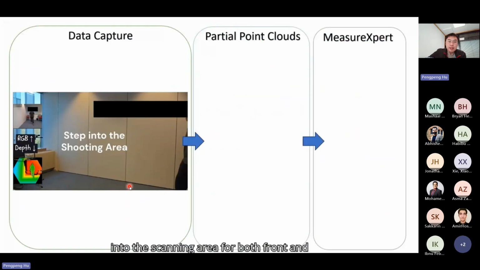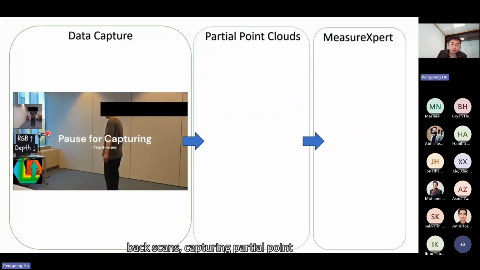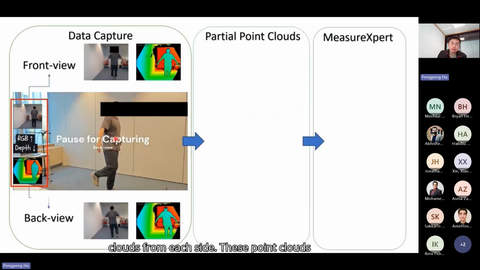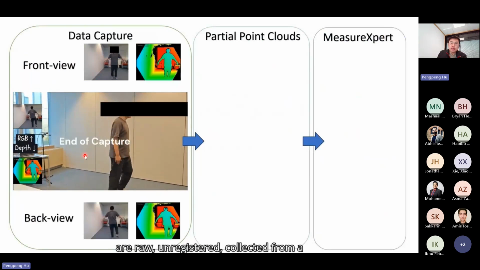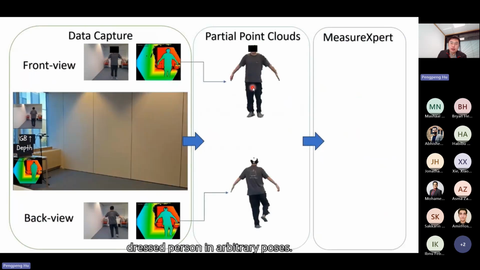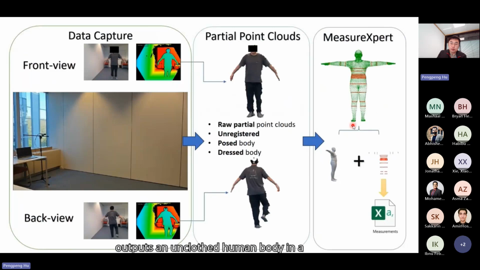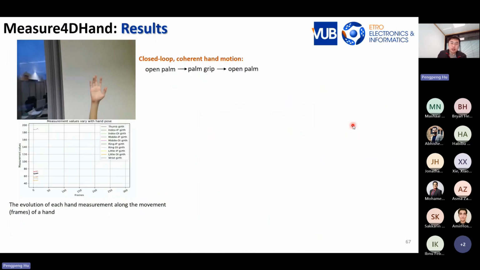The subject steps into the scanning area, where we have one front camera and one back camera. The person stands in front of the camera, and we capture point clouds from each side. The postures can be different. What we do is collect two raw, unregistered partial point clouds of a dressed person in arbitrary poses. These partial point clouds then serve as inputs to the deformation, which outputs measurement lines. Then we can do the unclothed human body measurement. And this video demonstrates the dynamic measurement.